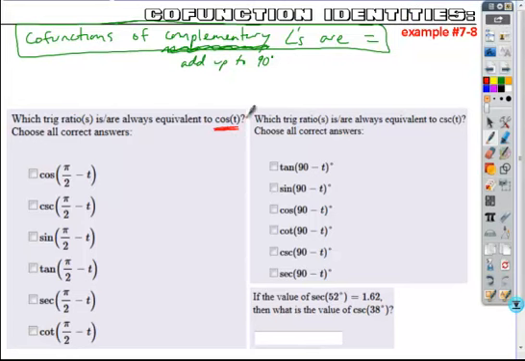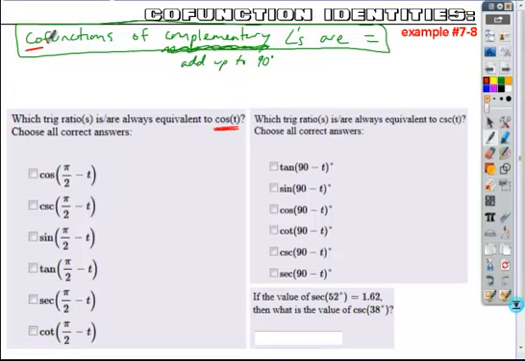Cofunctions are functions that are separated by the word co. Right? So sine is a cofunction with what? Cosine. Right? Tangent is a cofunction with cotangent, and secant is a cofunction with cosecant. Okay? So that's what it means by cofunctions.